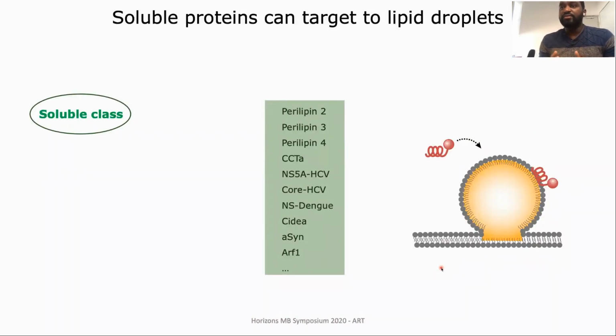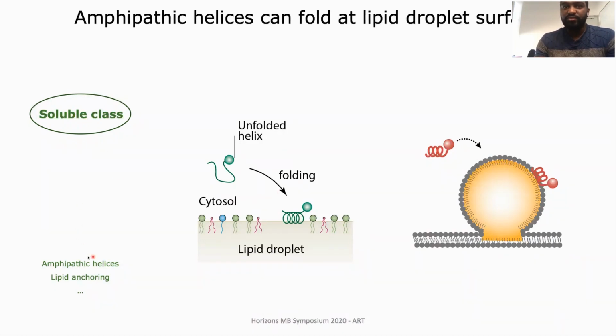So there is a first class of proteins that bind to lipid droplets. They are listed here, and this is the class I term soluble proteins. Basically, these proteins are in general soluble in the cytosol, and they can associate with the lipid droplet surface. And how does that happen? Most of these proteins bear amphipathic helices. These helices are unfolded in solution, and they can fold at the lipid droplet surface to bind the lipid droplet.